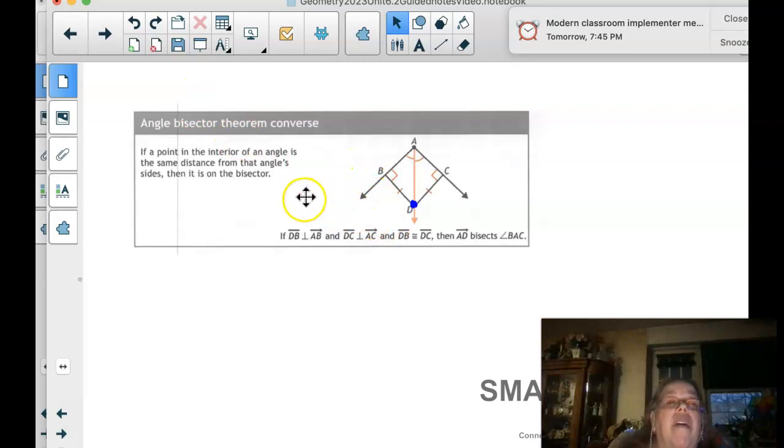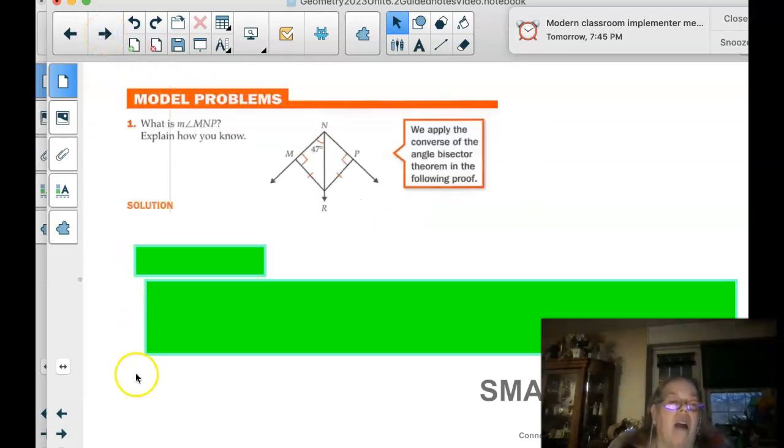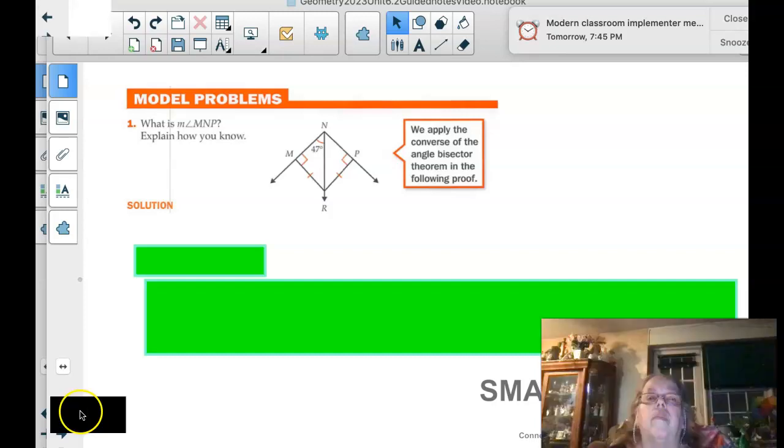Okay, angle bisector theorem converse. If a point in the interior of an angle, now ignore these other lines, we're just looking at this angle. If a point in the interior of an angle is the same distance from that angle's sides, then it is on the angle bisector. So point D is on the bisector because it happens to be equally distant from B and C. Okay? You're not going to use that a ton. All right. I'm going to pause, and we're going to come back in a couple of seconds, and we're going to figure out this example.